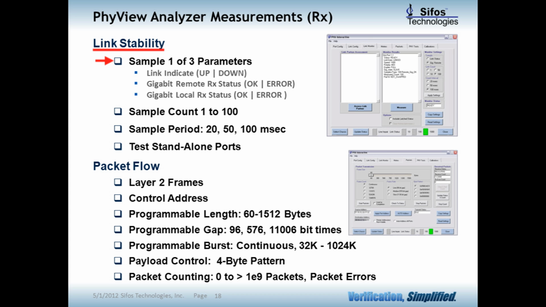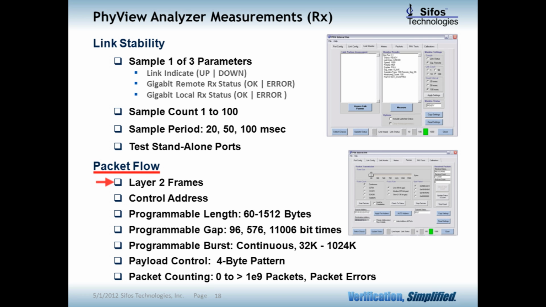However, link indicate tends to exhibit technology and device-specific behaviors, while gigabit RX status tends to have more predictable behavior across different technologies and PHY devices. Generally, either can potentially be correlated to packet flow and bit error rate. However, gigabit remote RX indicator tends to correlate much closer to 1000 base T packet errors regardless of the PHY technology deployed in the port under test. This makes it a great asset for assessing port under test receiver performance while under physical impairment. The link stability measurement is best suited for receiver testing with standalone 10, 100, 1000 ports.